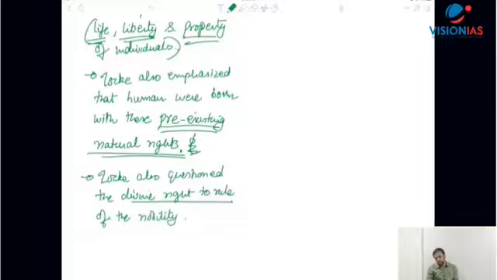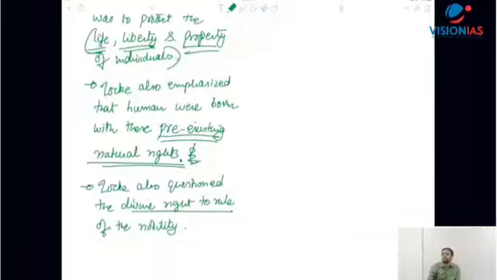Now, the question comes. The first question that you must think is: who said that, how did Locke suddenly have the realization that these three are the pre-existing natural rights that anybody is born with? Why cannot it be right to life, liberty and education?